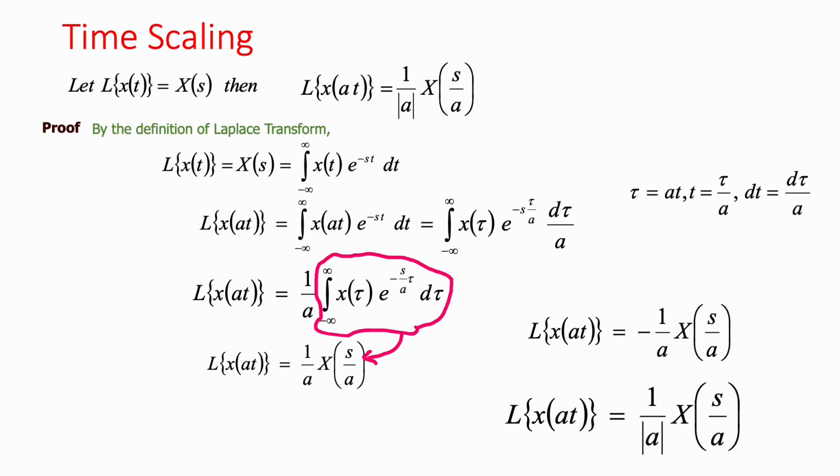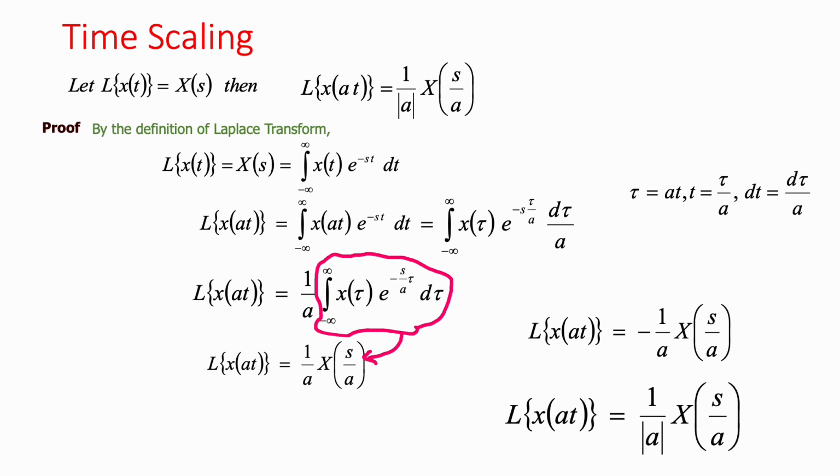First, you write down the Laplace transform formula. Here, x of t can be replaced by x of at because we have to find the Laplace transform of x of at. Now, consider at equal to another variable, tau. Now, we need what is t? t equal to tau by a. Now, differentiate with respect to t, dt equals d tau by a. Now, you substitute all the assumed variables in the equation.